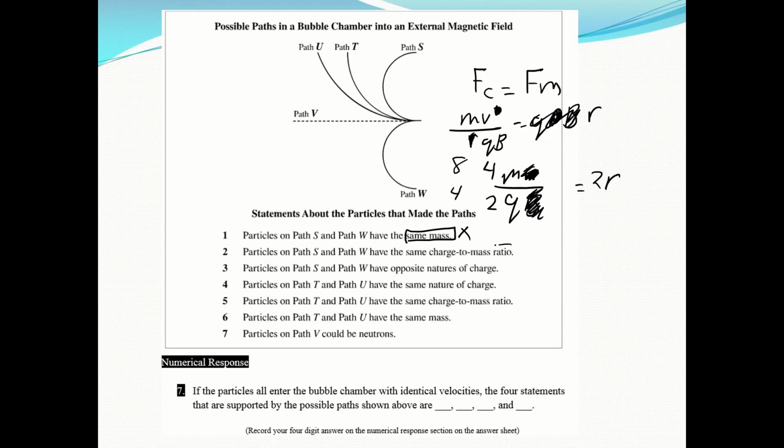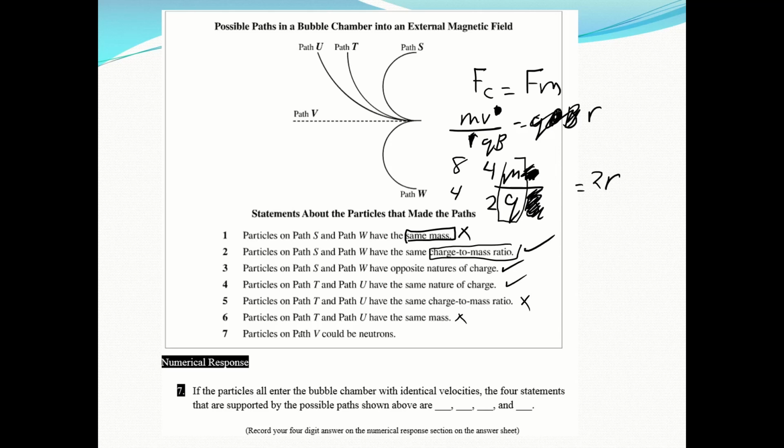A better way of saying it is they have the same charge to mass ratio, right? Because if this was a mass to charge ratio, this would have a mass to charge ratio of 2, this would have a mass to charge ratio of 2. So this is correct. Okay. S and W are opposite charges, yes. T and U have the same charge, yeah. T and U have the same charge to mass ratio, no. T and U have the same mass, no.